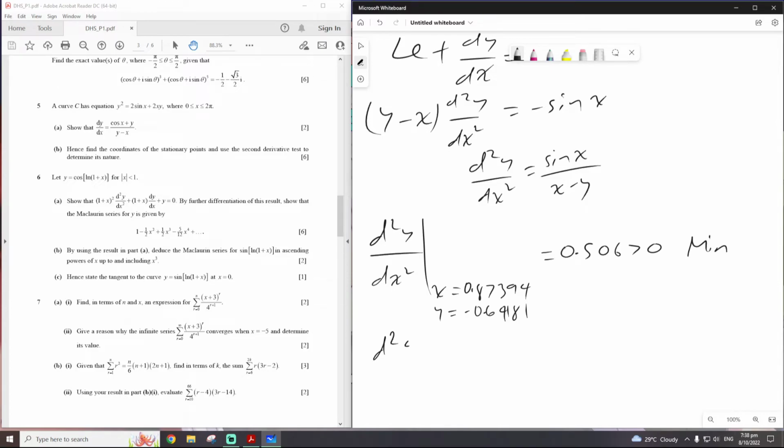And I can do the same for the other one, d²y/dx² evaluated when x equals 4.4877, y is 0.22280. This is negative 0.229. Alright, and this is also 3SF, so this is less than 0. This is a maximum point. Alright, cool. So very typical question this is.